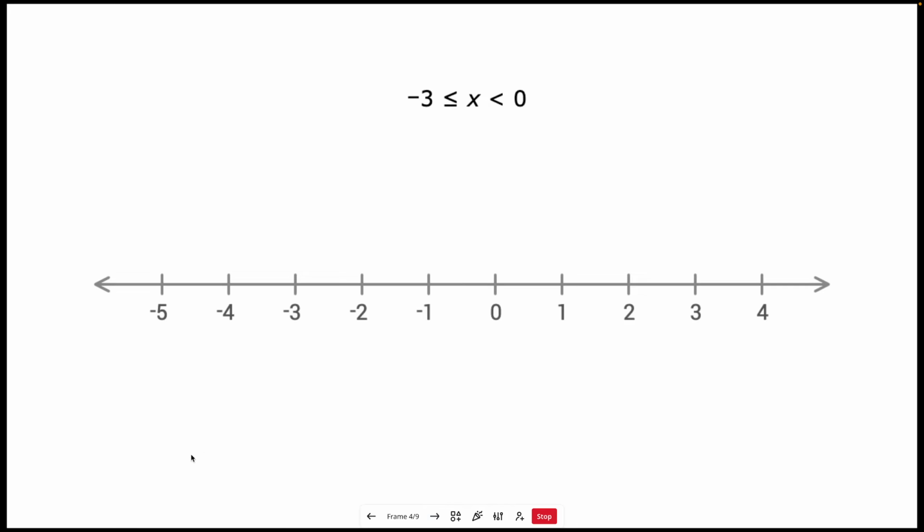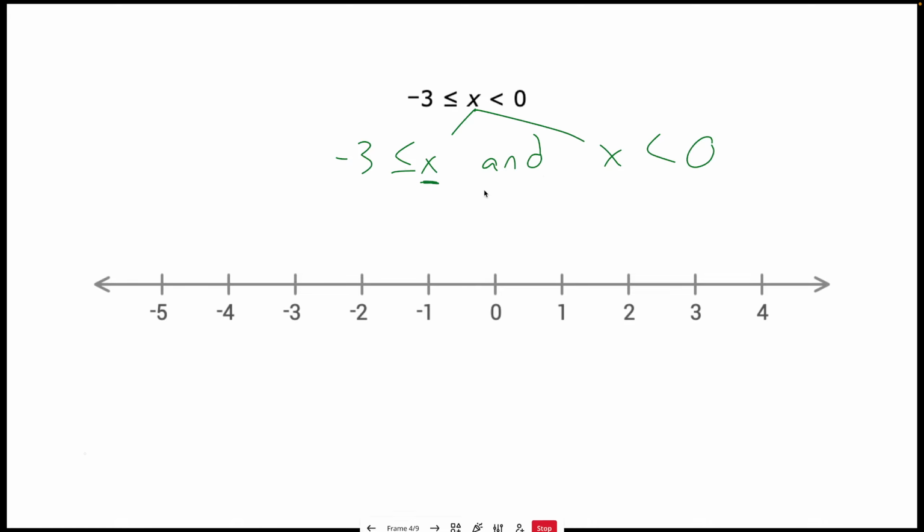Here we go. So this is called a compound inequality. And the way you read this is you can think of this as saying this and this. So what I did is I just sort of split it in the middle. So we would say, you always read it from the letter, so x is greater than or equal to -3 and x is less than 0. Maybe another way to say this is x is between -3 and 0.